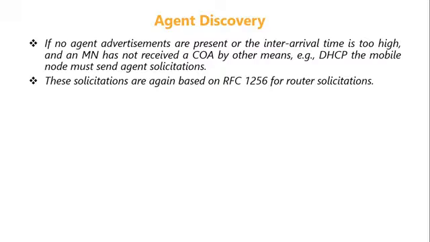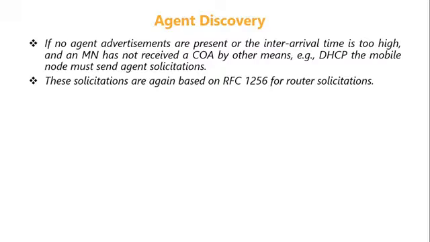So this is about agent discovery. We have discussed agent discovery under two main headings: agent advertisement and agent solicitation. Normally every home agent and foreign agent will send advertisement messages. By listening to that message, the particular mobile station will establish a connection. The first one is agent advertisement. The second one is agent solicitation.